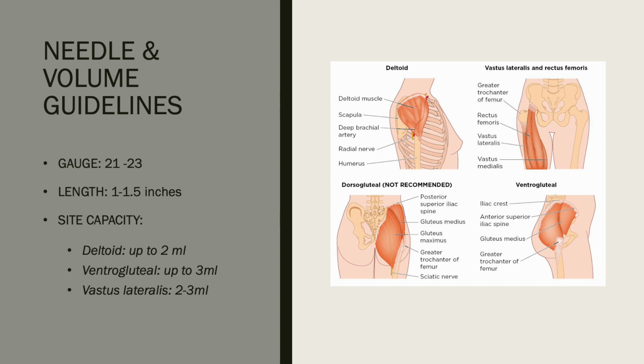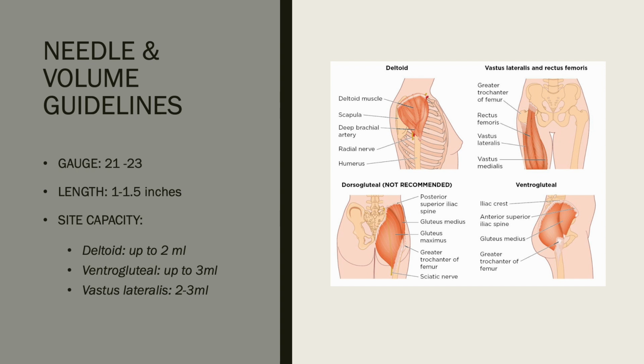In terms of fluid volume, the deltoid muscle can usually tolerate up to 2 milliliters. The ventrogluteal site, which is often considered the safest site for adults, can accommodate up to 3 milliliters. And the vastus lateralis, located on the lateral thigh, also allows 2 to 3 milliliters, depending on muscle development.